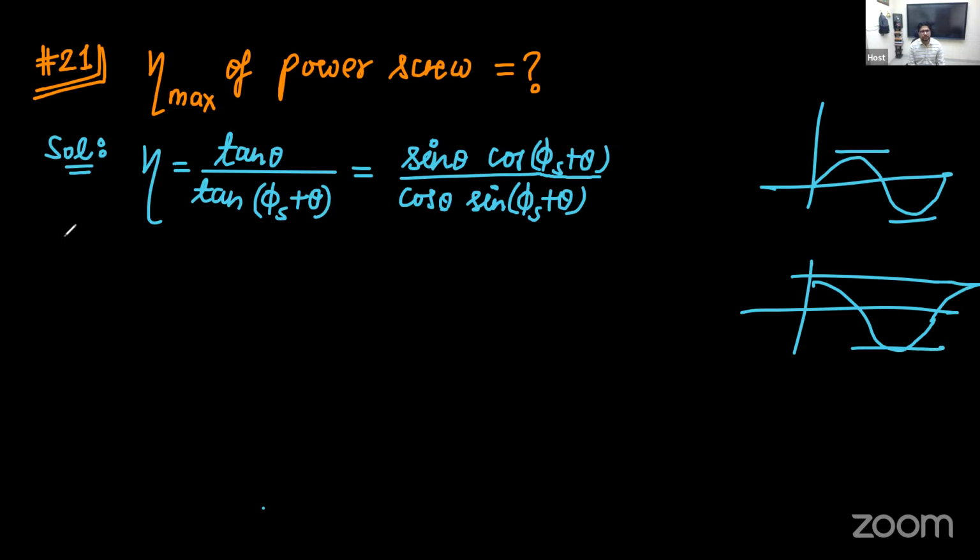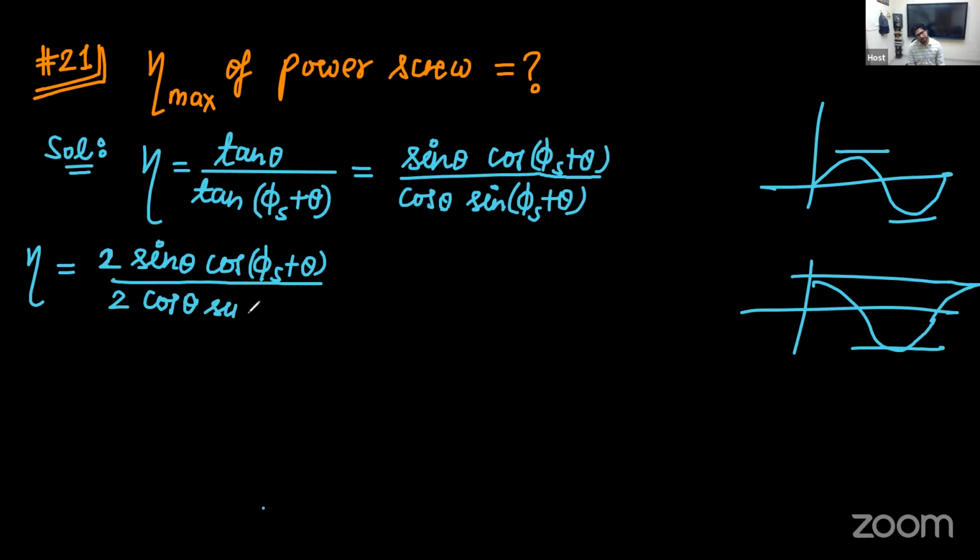Now let us introduce 2 in the numerator and 2 in the denominator. So I'm going to get 2 sine theta and cos phi s plus theta, and in the denominator, I'm going to get 2 cos theta and sine phi s plus theta.